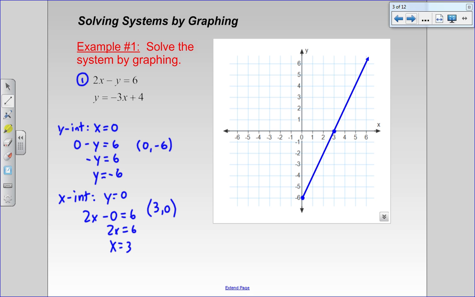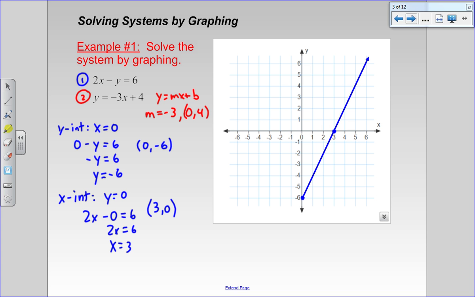And now to find the solution of the system, we need to graph our second equation. Equation 2 is y equals negative 3x plus 4. This equation already has y isolated. It's already in slope-intercept form, y equals mx plus b. In this case, we can see the slope, m, is negative 3, and the y-intercept is the point 0, 4.